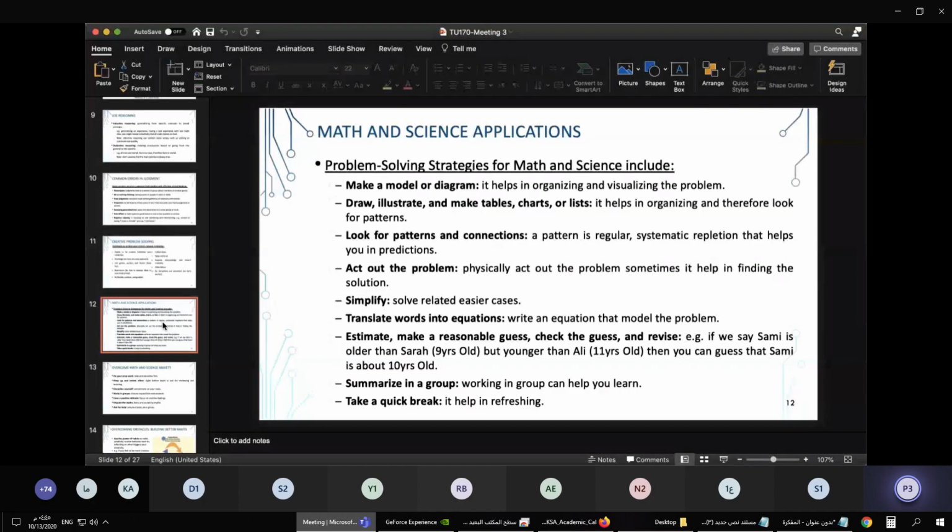For example, if we say Sami is older than Sarah, 9 years old, for example, but younger than Ali, 11 years old, then you can guess Sami is about 10 years old. This is the estimation strategy. Summarize in a group. Working in a group can help you learn. Take a quick break. It helps in refreshing.